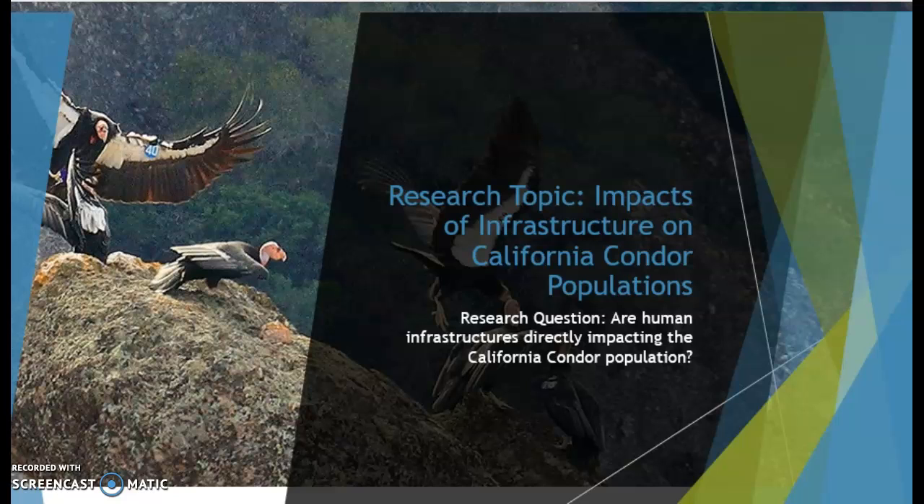By the end of this project, I hope to have a much better answer to that question, although I suspect humans play a major role in the population of California condors, whether it's through producing roadkill, through traffic and things like that, or causing condor deaths by that same medium.